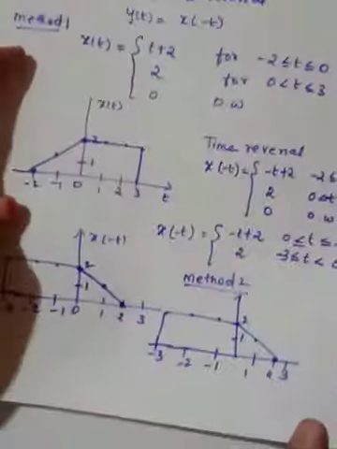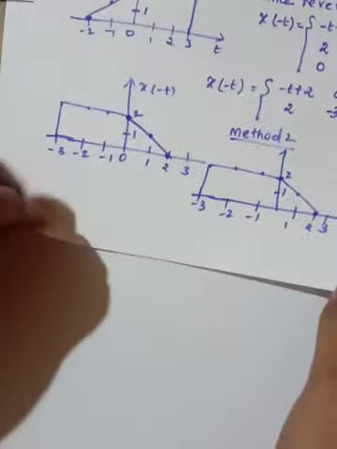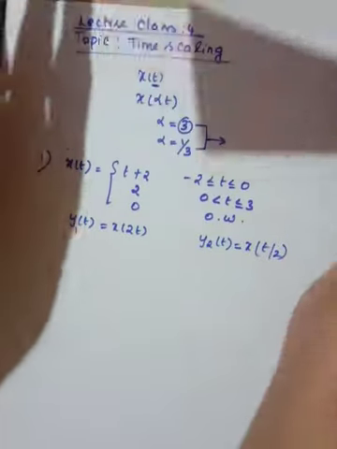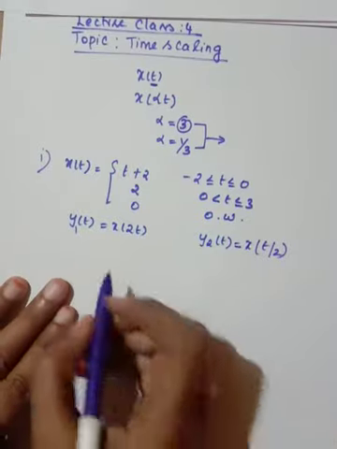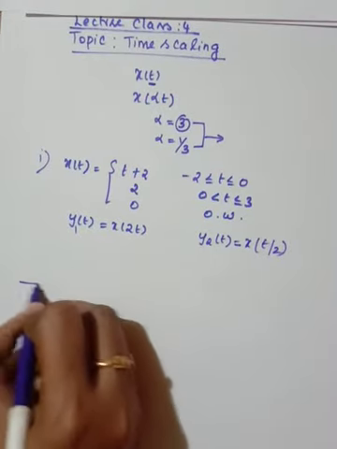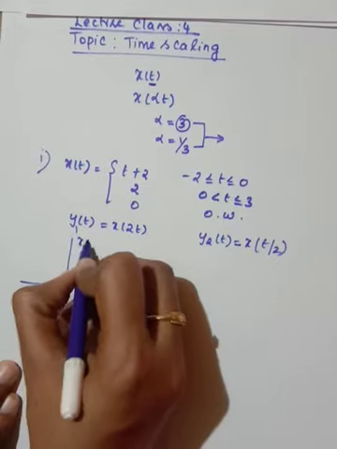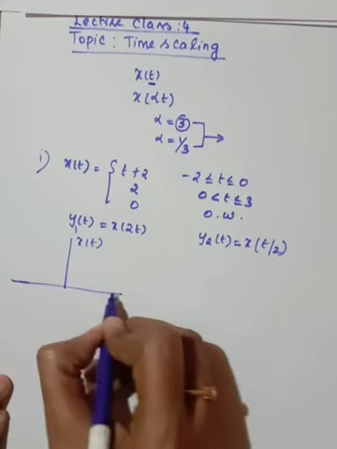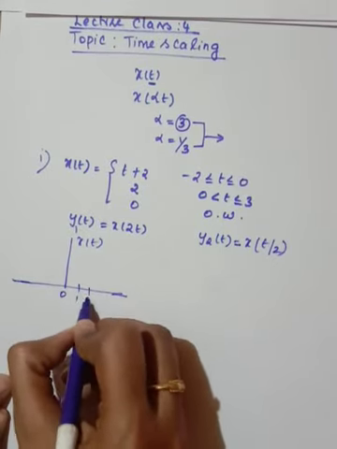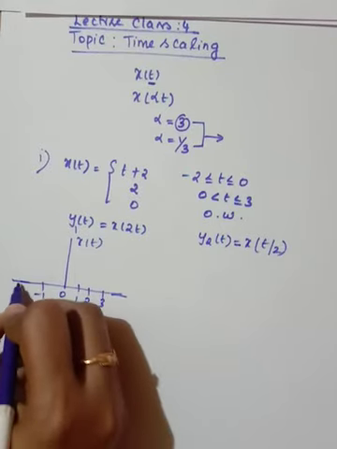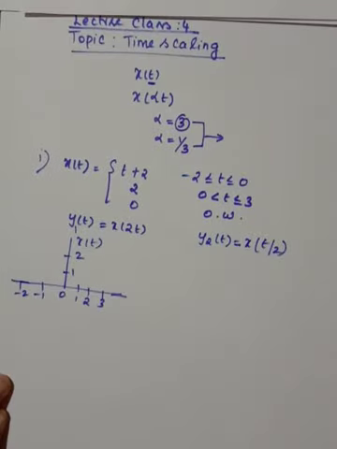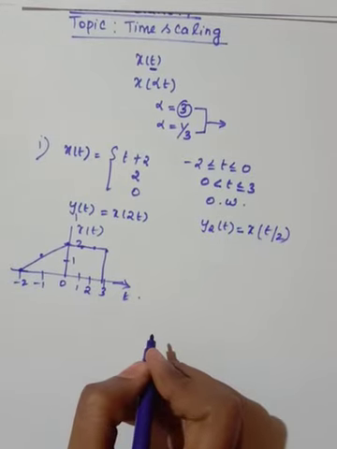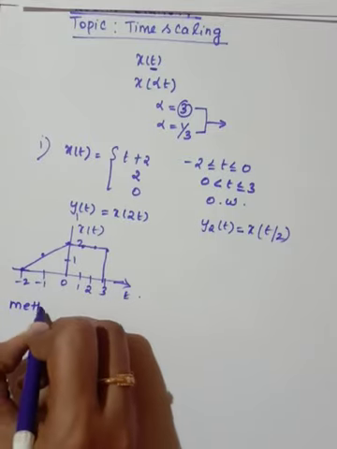Now see this same problem. I am directly drawing this signal, because we already know how to draw it. First I am going to draw x of t. So this is your x of t, with axis values 0, 1, 2, 3 and minus 1, minus 2. Now I am going to use method 1. You know what method 1 is, right?